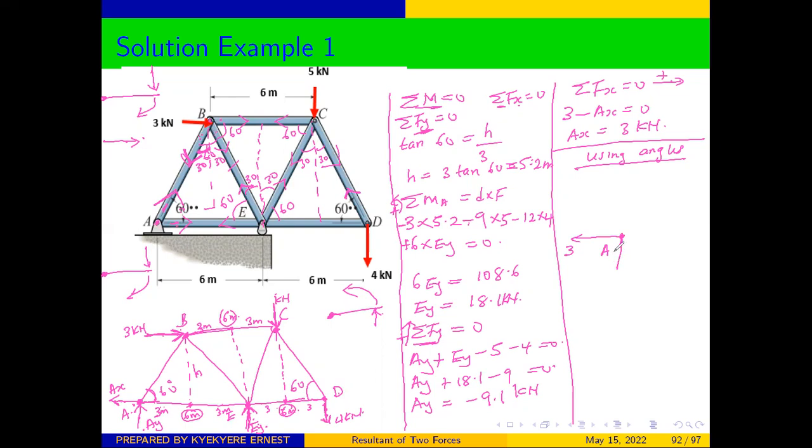We have AY being negative. When we calculated AY, it was negative. Therefore, it means that the direction we indicated here was not right. It was supposed to move down, which we can indicate as 9.1.